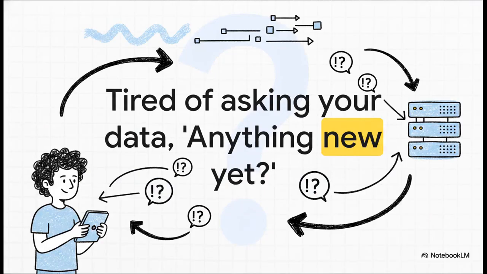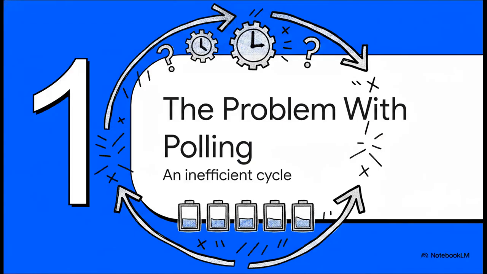So, if you're a developer, you know this feeling, right? You build an application and it needs the absolute latest information. And you find yourself stuck in this loop, just constantly pinging an API, asking, hey, has anything changed? How about now? Anything new yet? It's just so tedious and really inefficient. And that whole cycle, well, it's got a name. It's called polling. And yeah, for years, it's been the go-to way to check for updates.